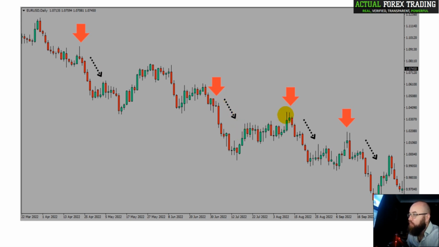There's actually a lot more bearish pin bars for this downtrend than there are in an uptrend, which will make sense because if price is downtrending, there are going to be more bearish signals than there are bullish signals. So nice small body, long wick above. Small body, long wick above.